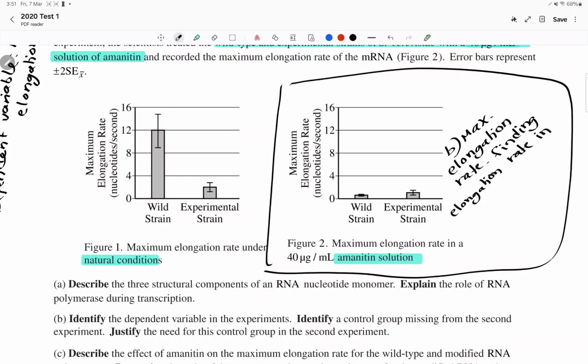That's called your control. How would you know if this is low or high? You must compare it to what? There's no control. Okay. And the wild strain and the experimental strain without Amanitin.